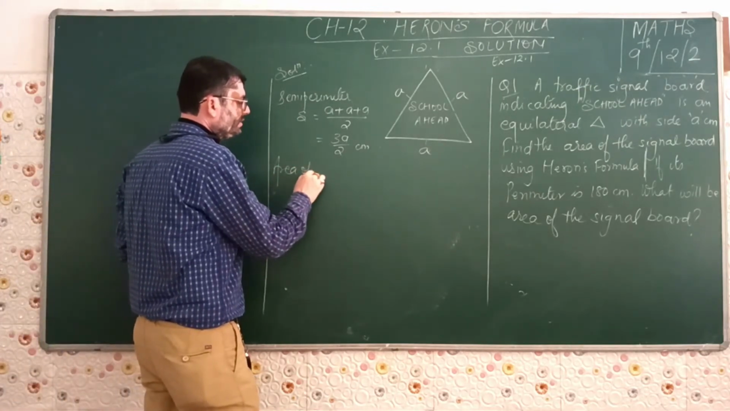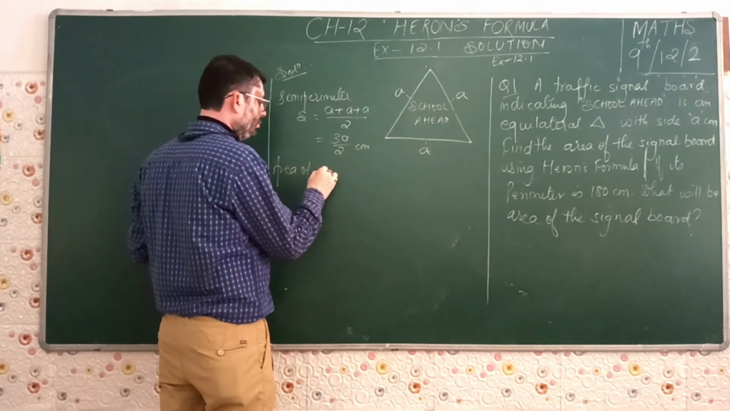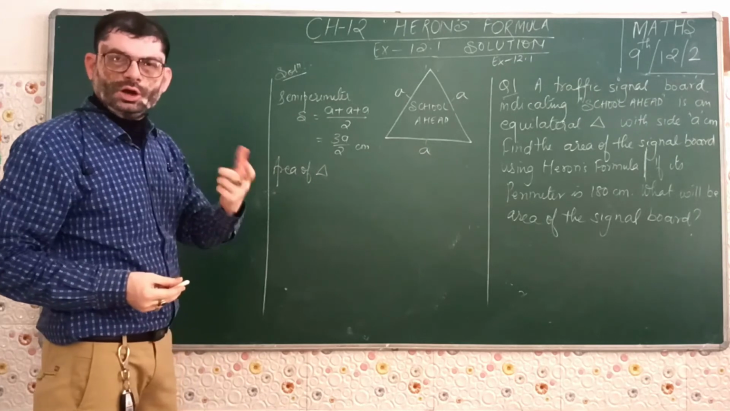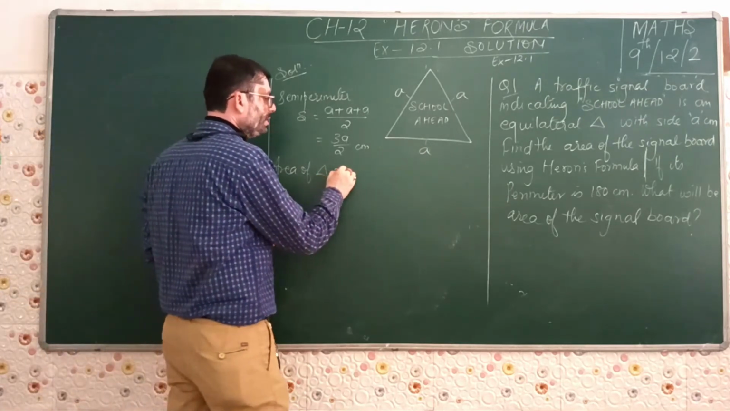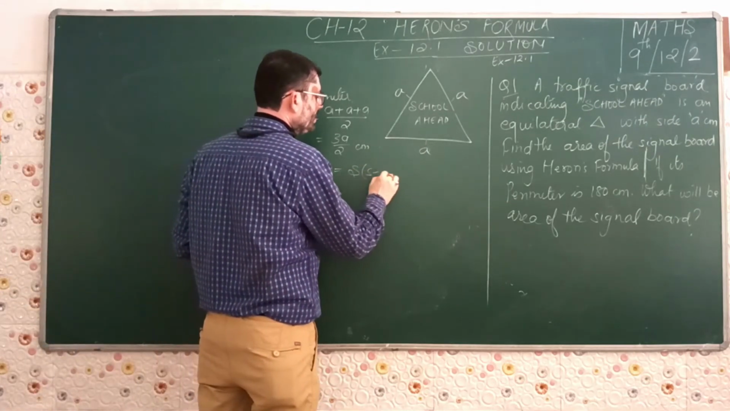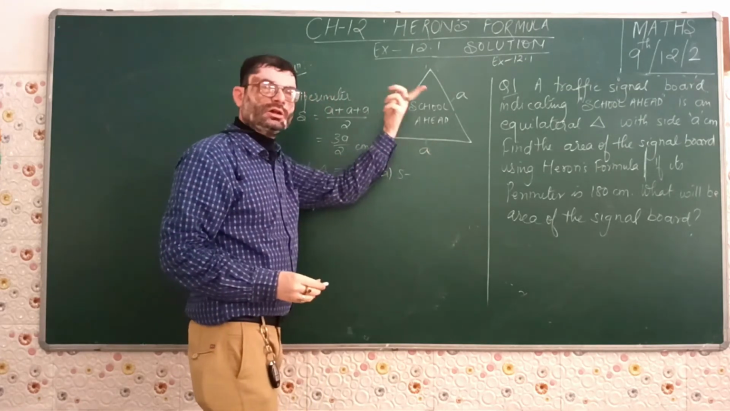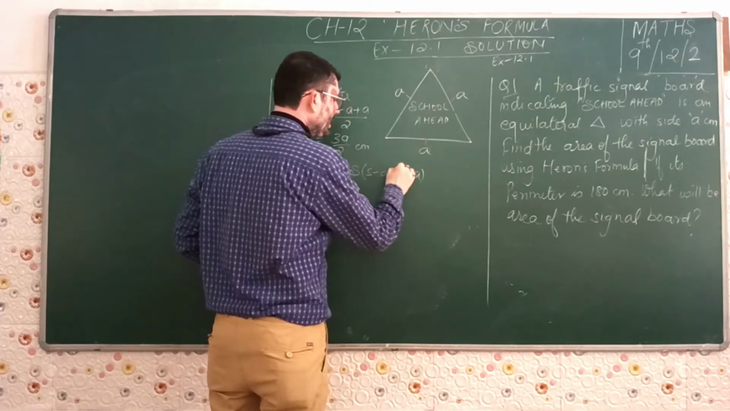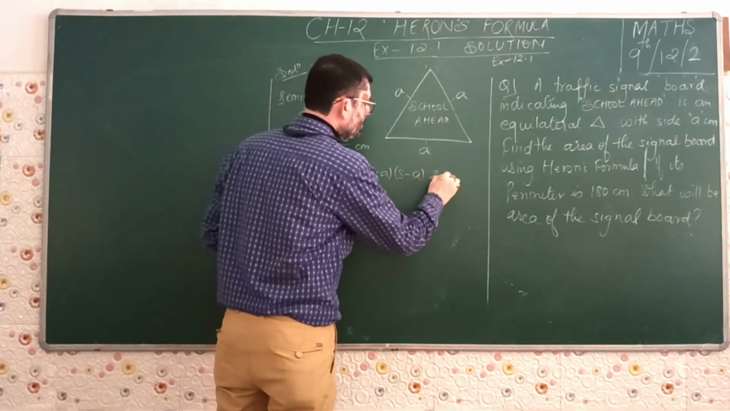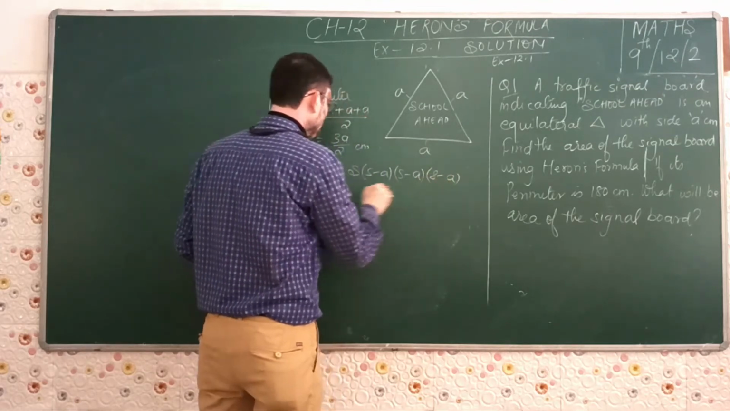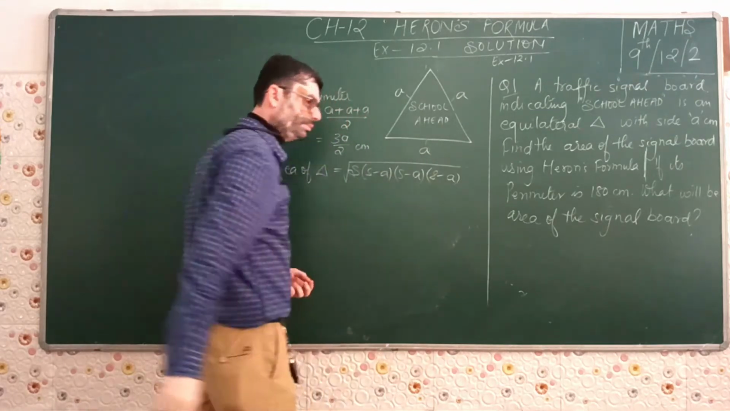Area of the triangle, that is our traffic signal board. So we write it here as area of triangle or traffic signal board, given by the formula square root of S into S minus A, S minus B, but here B is also A, so we write S minus A, then S minus C, that C is also A, so we will be writing S minus A whole cube.